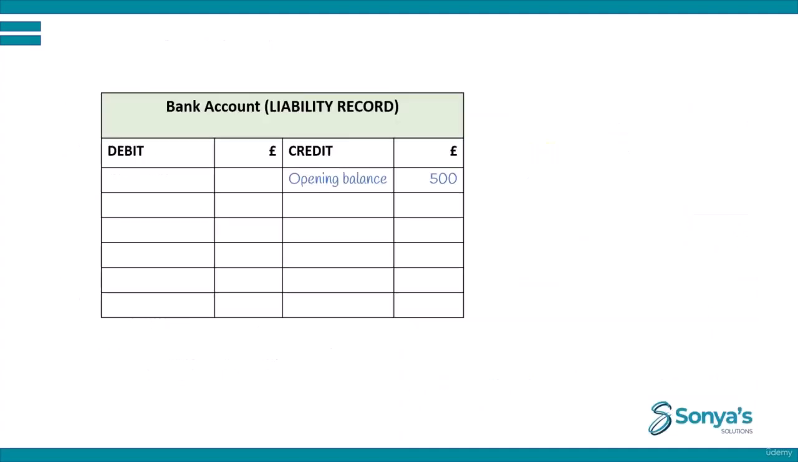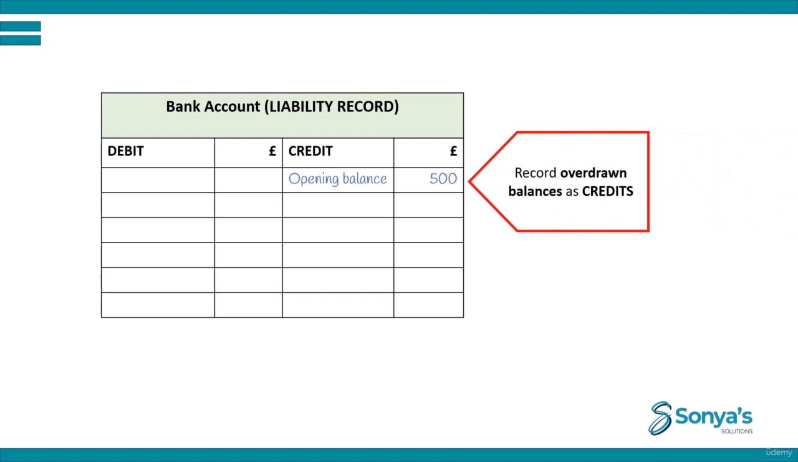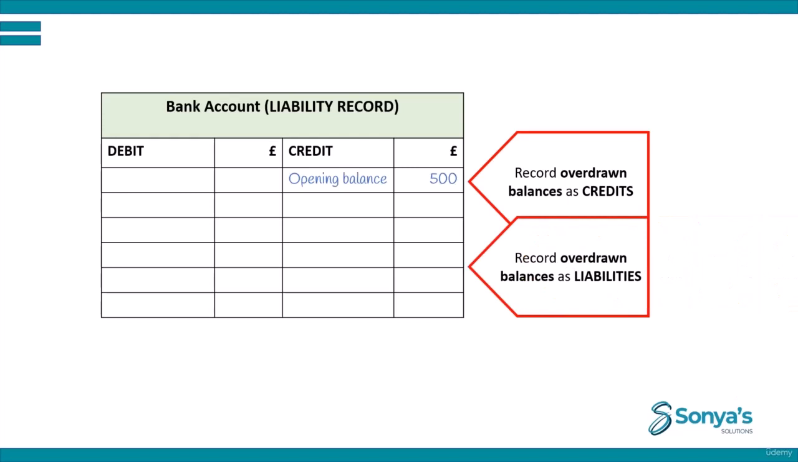The bank account is one of the few ledger accounts that could have an opening balance on the opposite side of the account. We do not use brackets or minus signs in ledger accounts, so overdrawn balances are recorded on the credit side of the bank account. An overdrawn bank balance would therefore be recorded in the liability section of the Statement of Financial Position, as you need to report that the business owes the bank £500.